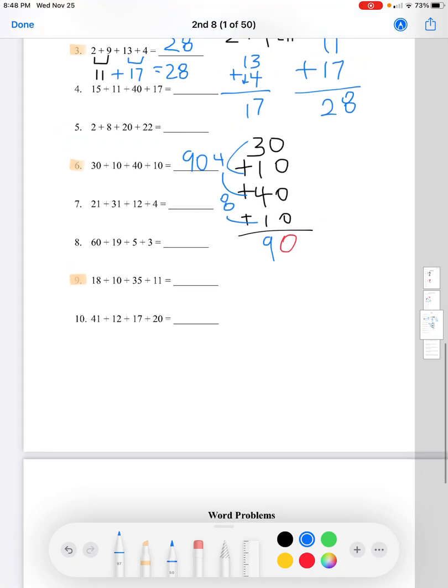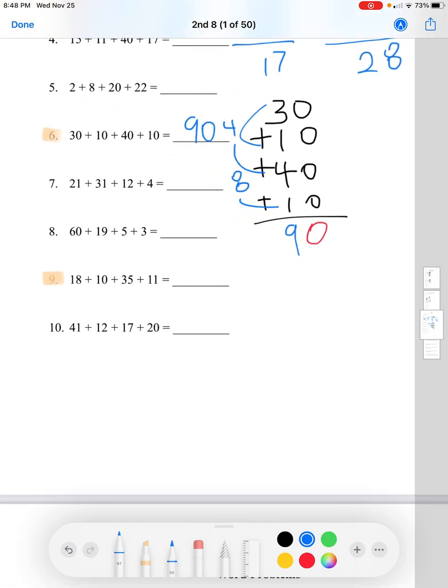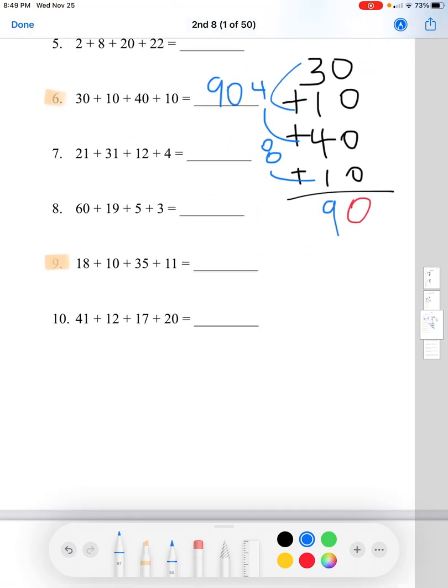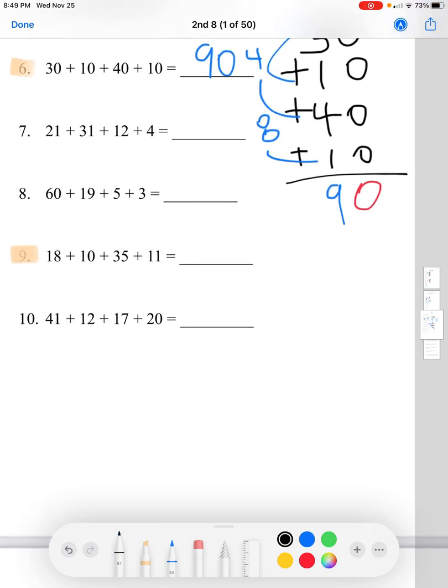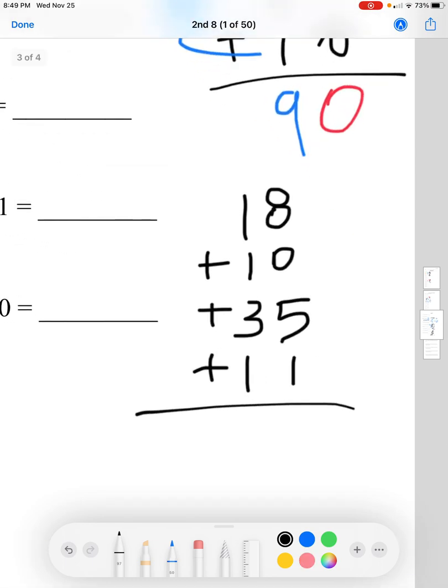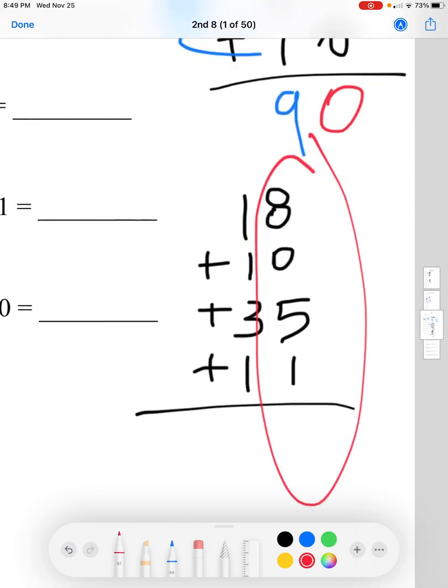Now let's go over the last example. 18 plus 10 plus 35 plus 11. Here we'll add the numbers all at once also. 18 plus 10 plus 35 plus 11. So we'll be focusing on the ones place again right here.